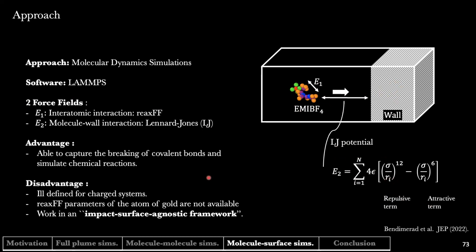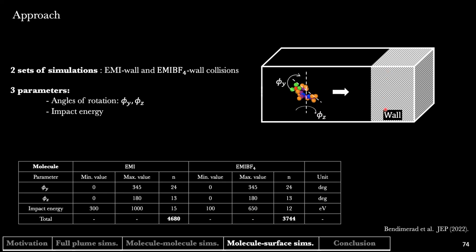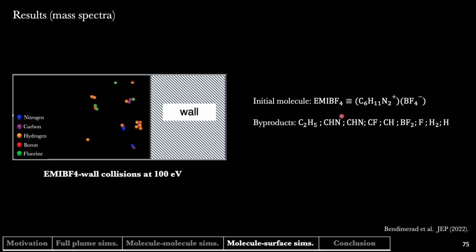Here again, we can capture the breaking of the covalent bond, but the disadvantage is that we have to work in an impact surface agnostic framework. So instead of having a real wall, we are using a potential wall. And here again, we do a statistical analysis by rotating the molecule about the y and z axes. We do two sets of simulations, one for EMI wall collisions and one for EMI BF4 wall collisions. And this is an example of the simulation. We start with one big molecule, that is EMI BF4, and then we end up with 9 different byproducts after the collision.